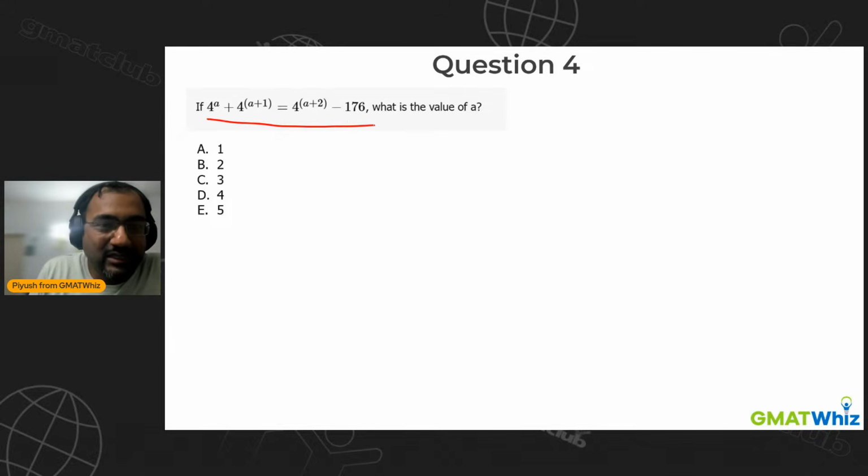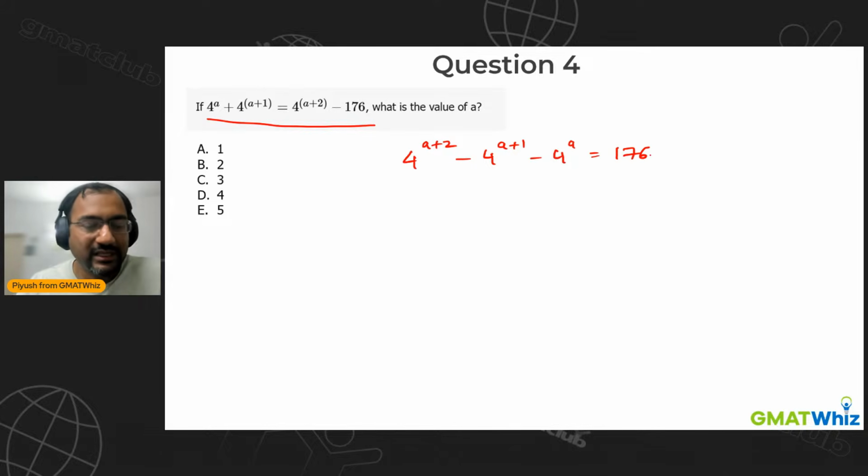Now, when you see such questions, I always recommend that you keep all the variables on the same side of the equation. So I'll just write it slightly differently. I would just bring all the 4 to the power a's on one side and 176 on the other side. It just helps me visualize things better.